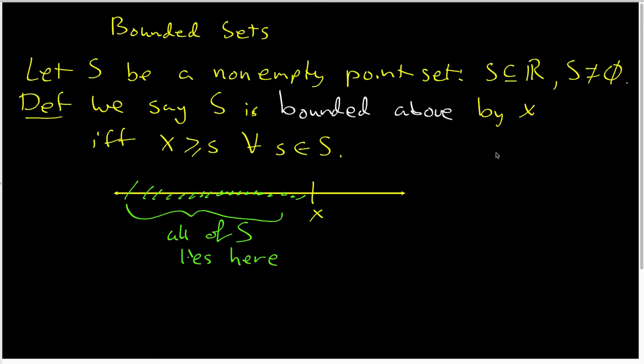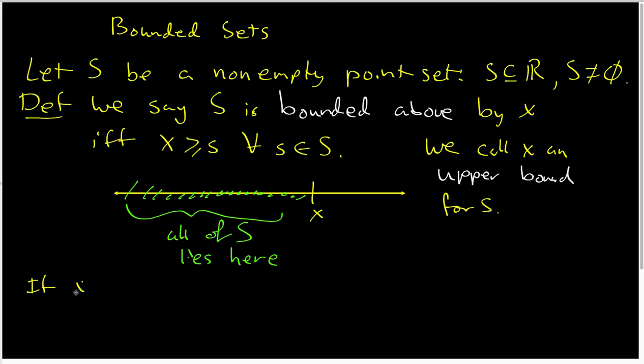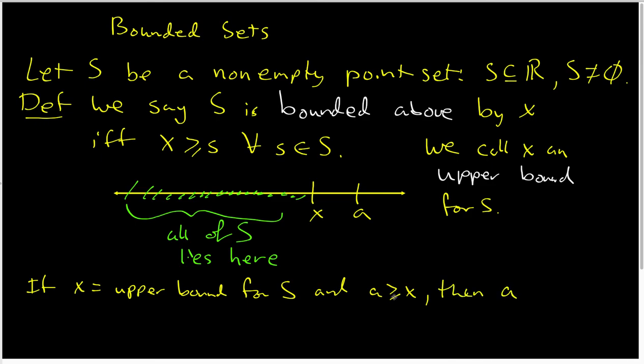Now, there's a couple of other things that I want to point out. In this kind of context, we also call x an upper bound for the set S. And then there's another observation. If x is an upper bound for set S, and I have a number a that is at least as big as x, then a lives here, and clearly a is bigger than everything inside S, so we can say that a is also an upper bound for set S. So upper bounds are not unique.